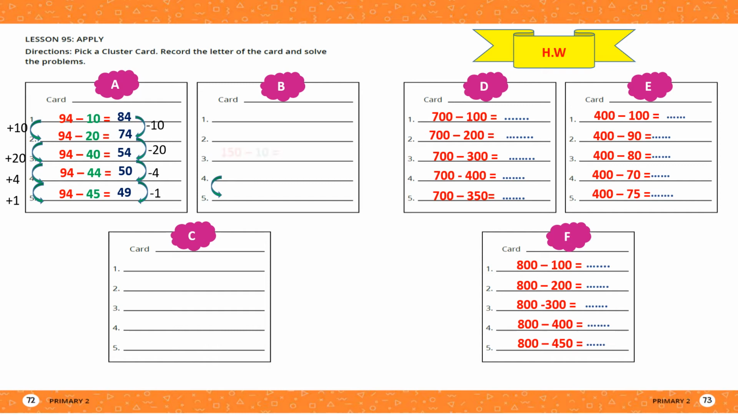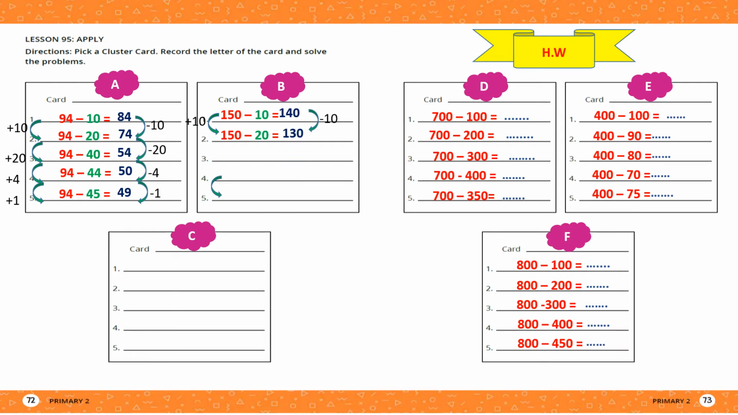Card number B. I'll give you the first equation, 150 minus 10 equals what? Equals 140. The second equation, 150 minus 20. 150 stays as it is. 10 becomes 20. It increased. What happened here? We added 10. 10 plus 10 equals 20. So we must subtract 10 from the other side.